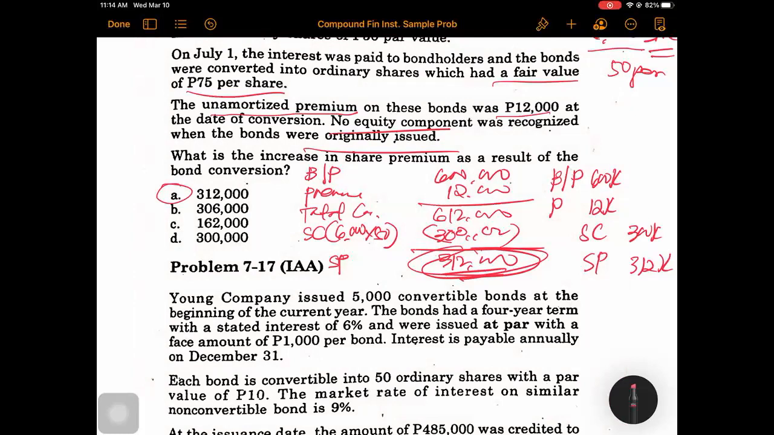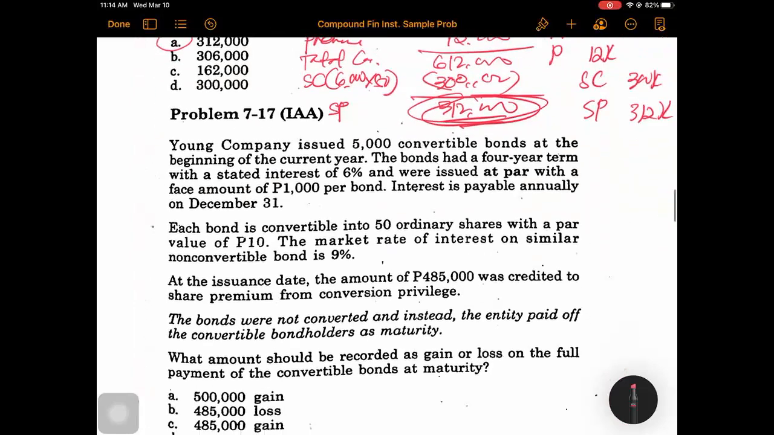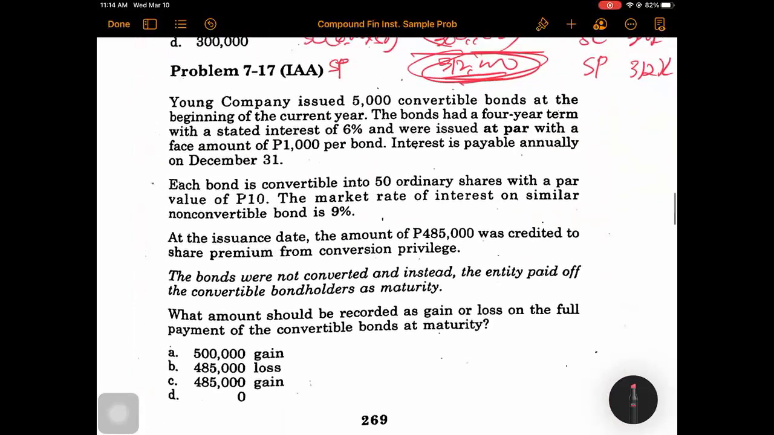Kani siya, gi-convert ang bonds, di ba? Next problem, wala gi-convert ang bonds, gibayaran. The bonds were not converted and instead the entity paid off the convertible bond holders at maturity. So gibayaran nato at maturity date. Okay, let's read first the problem.